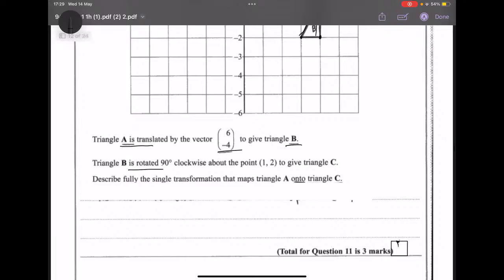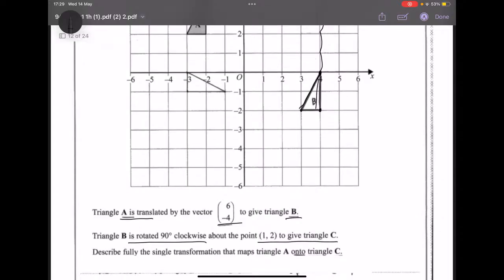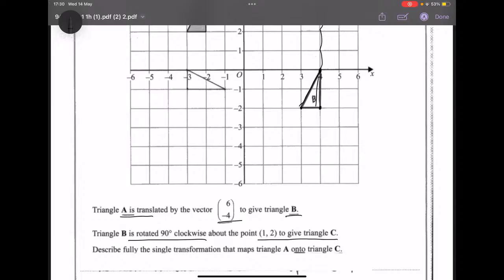Triangle B is rotated 90 degrees clockwise about the point (1, 2) to give triangle C. Now in your exam you will want to use the tracing paper that they give you. Place it over B, draw B gently and get the tip of your pencil or a compass if you are allowed it. Place it onto (1, 2), the coordinate they've given us here, the center of rotation, and gently pivot it 90 degrees clockwise. As you know, a clock goes around that way, so 90 degrees around the point (1, 2). So that should get us here, and that is triangle C.